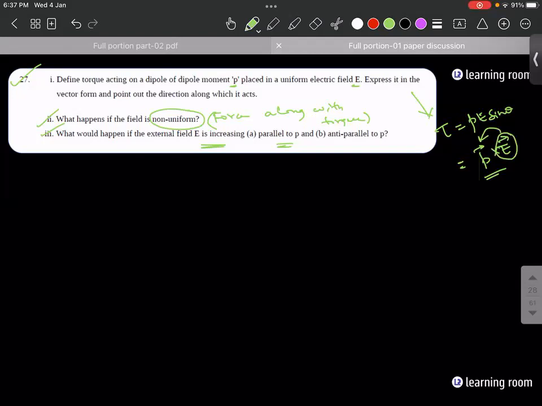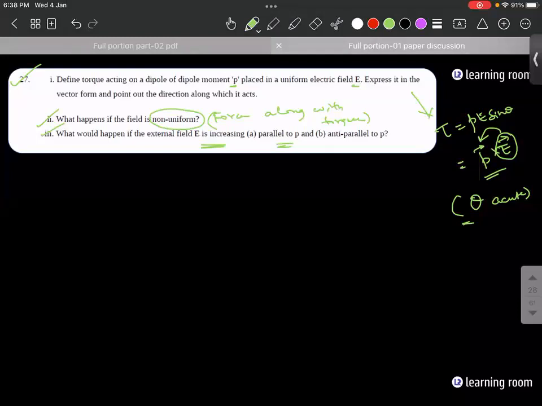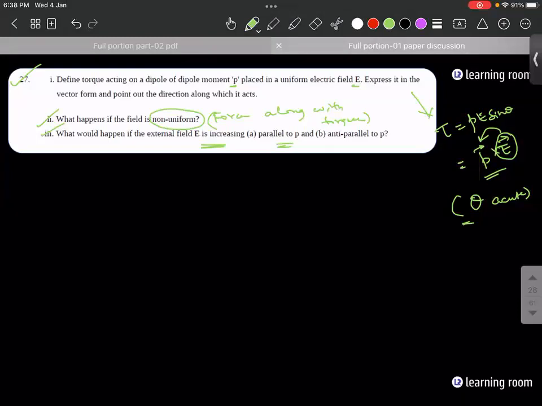So why did they give us? Because in this case, theta will be... What would happen if the electric field is increasing? Oh, yeah. It should be zero. Parallel, theta will be zero, right? Yeah. It should be zero. Sir, any displacement from its initial position will produce more torque in case of anti-parallel and... See, that is how it works.